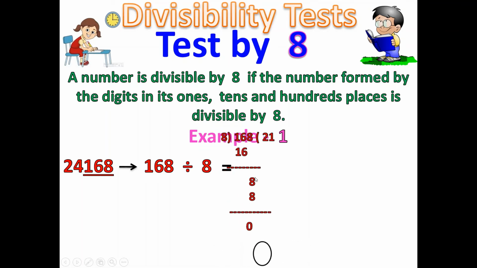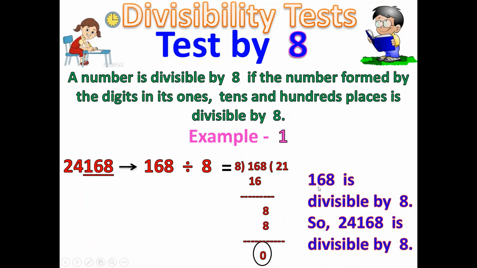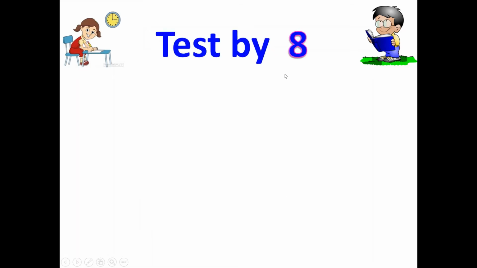Now we will divide by 8. How we will see: 8 into 16, we get 2, so 8 twos are 16. We get 0 down, so 8 ones are 8, and by 0 we get the answer 0. Now 168 is divisible by 8, so 24,168 is divisible by 8. If we get 0 in the remainder, it will be divisible by 8. Now we go on to the next slide, that is divisibility test 8.